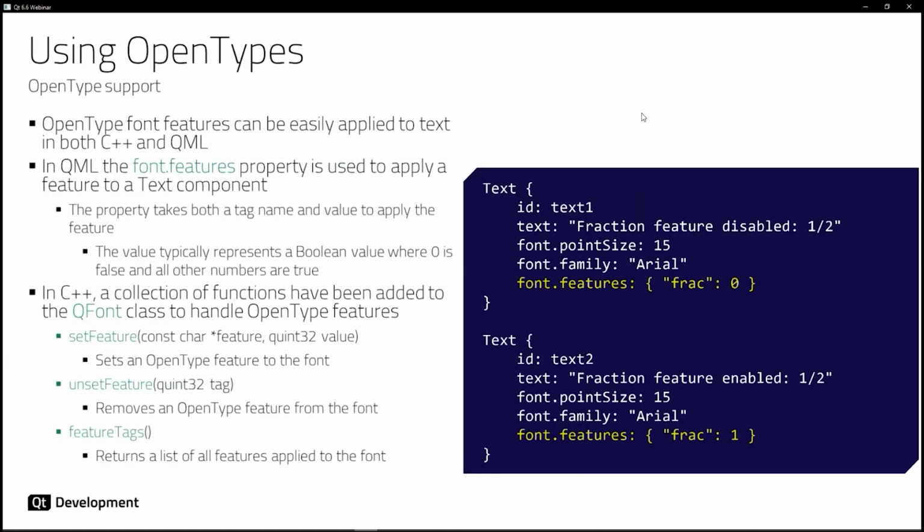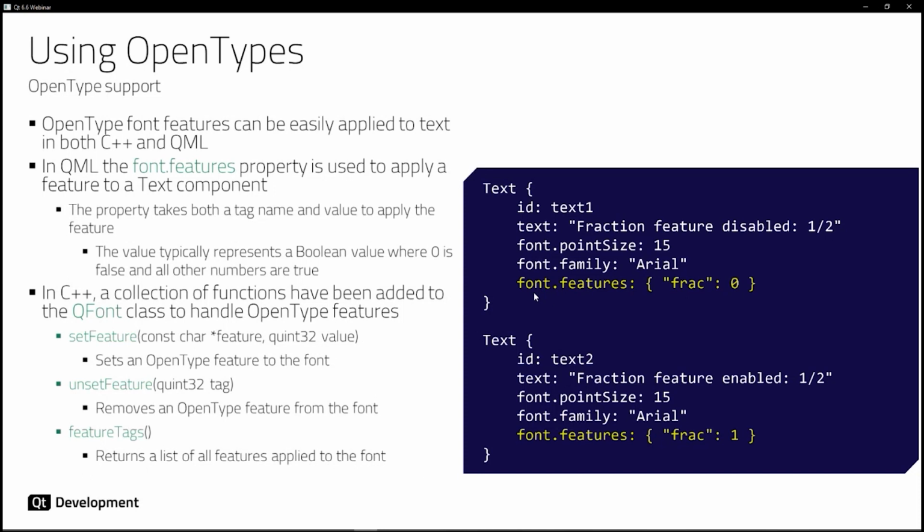OpenType font features can easily be applied to text in both C++ and QML. In QML, we'll use the font.features property in order to apply a feature to a text component. So this property is going to take both the tag name and the value and apply that to the feature. The value in this case is going to represent a Boolean value where 0 is false and all other numbers are true. So you can see on the right here in this code, we have two text objects in QML with the font features property set, we're using the tag frac to potentially display a fraction, but the Boolean value in the first one is going to be a 0.